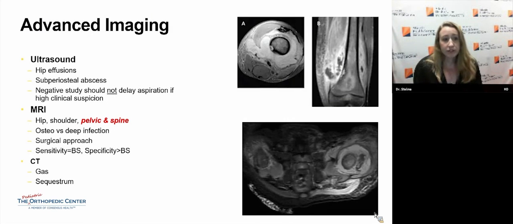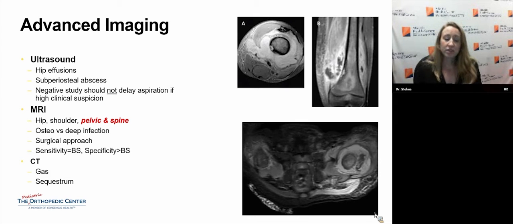What other imaging do we use? So ultrasound can be particularly helpful in hip effusion and to evaluate for any subperiosteal abscess. It wouldn't really show an intraosseous abscess, but subperiosteal we can see. And a negative study should not delay aspiration if you have a high enough clinical suspicion. So it can certainly be helpful, but if it's negative, it doesn't rule anything out.